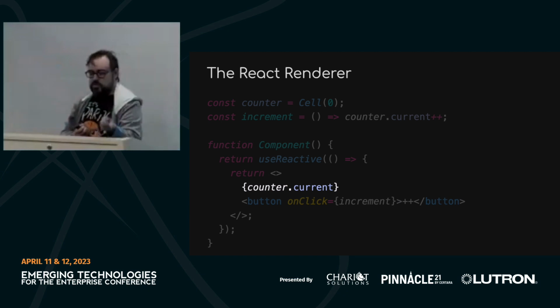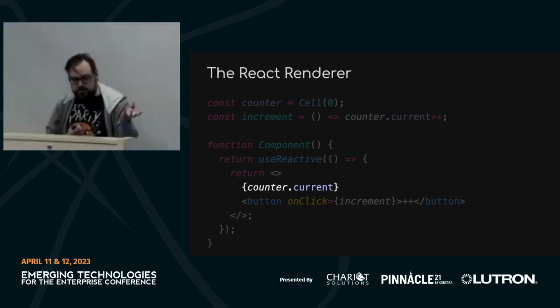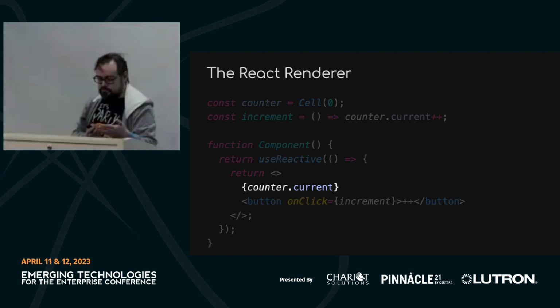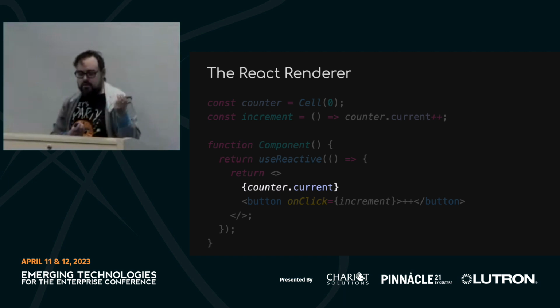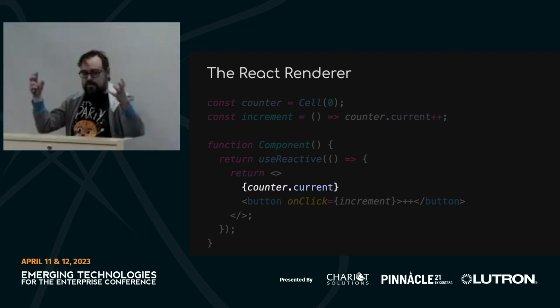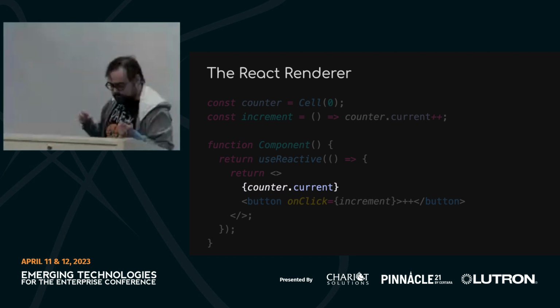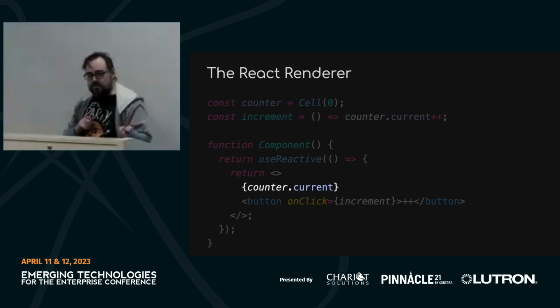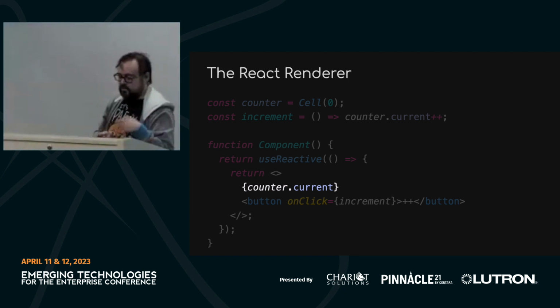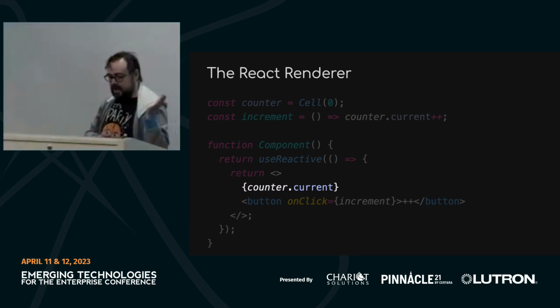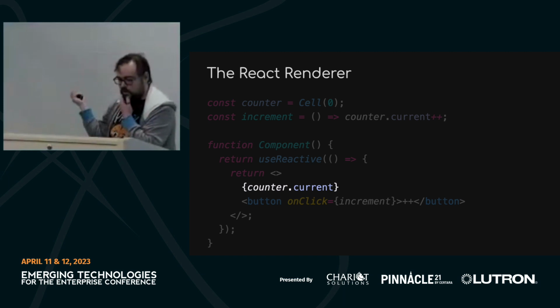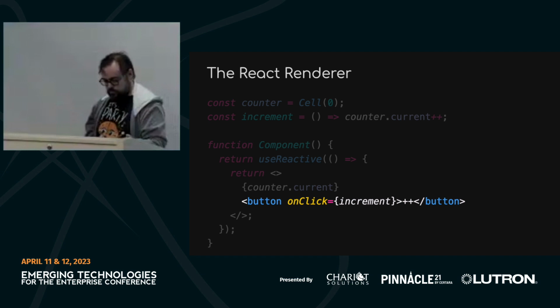So the callback is basically a reactive of some JSX element in this case, and useReactive is just subscribing to that ad hoc reactive value. So other than the fact that you have to wrap it in useReactive, it works just like any other React system. You return JSX, you say counter.current, your button works just like you would expect, etc.